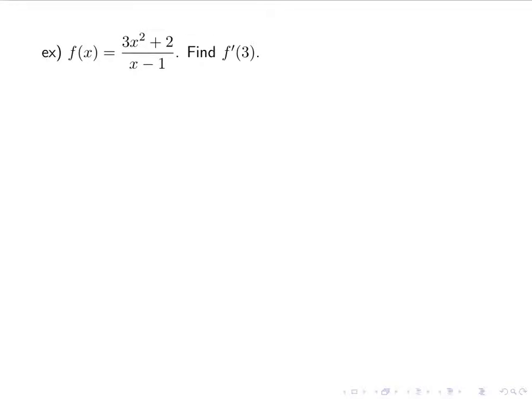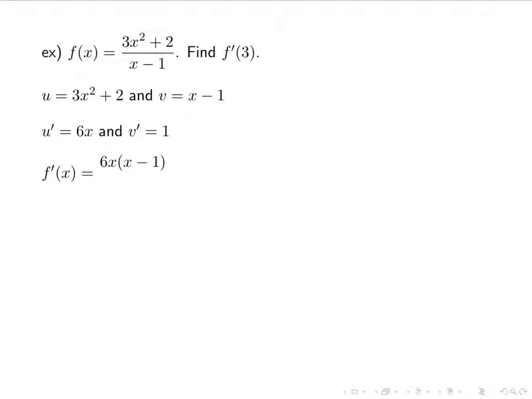The next one is our last example. So it's f of x equals 3x squared plus 2 over x minus 1. And again, I want to find f prime of 3. So I start with my u and my v. Again, u is the top function, v is the bottom function. Then I differentiate, so u prime is 6x, v prime is 1. And again, I'll start putting it into the formula. So I have u prime v minus v prime u all over v squared.